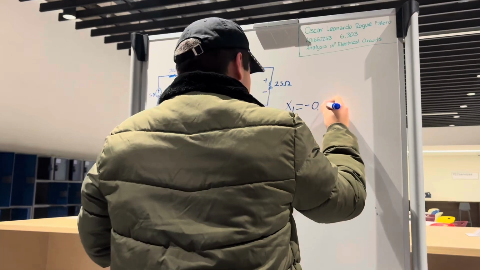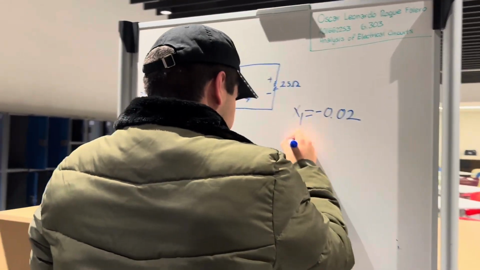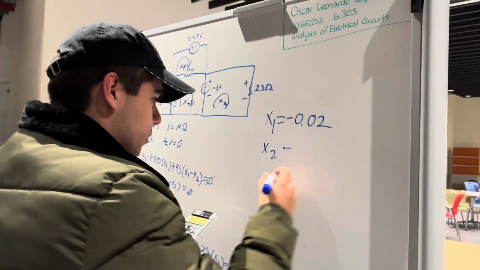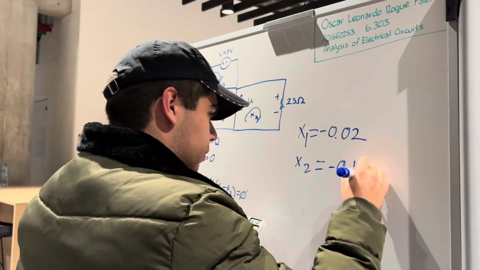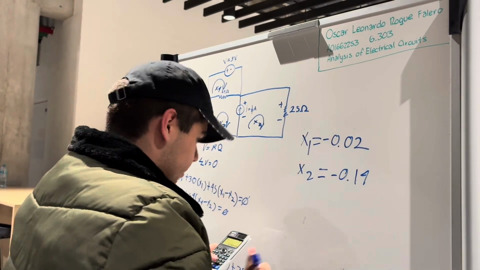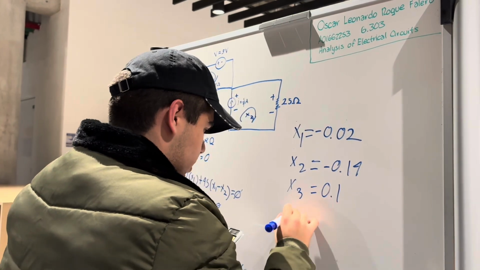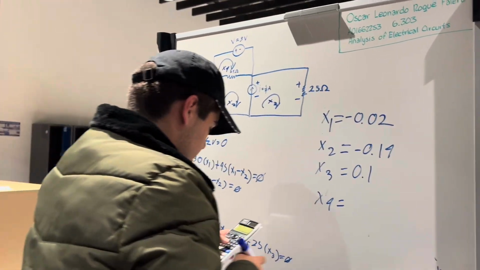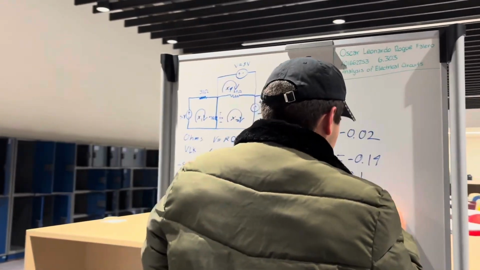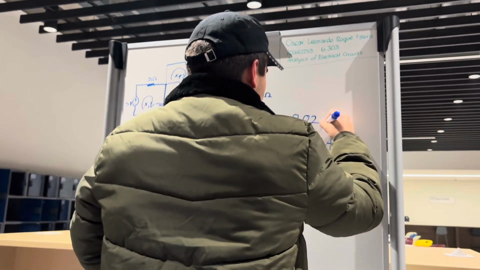It's minus 0.02, minus 0.3, 0.1, minus 0.2. All of these are amperes, and we finish our meshes.